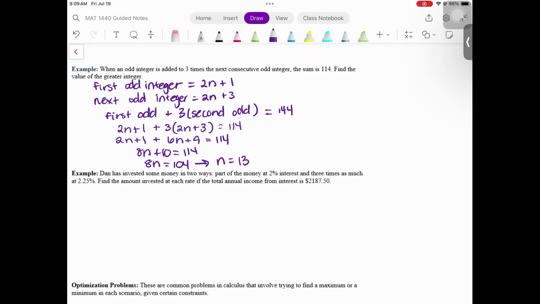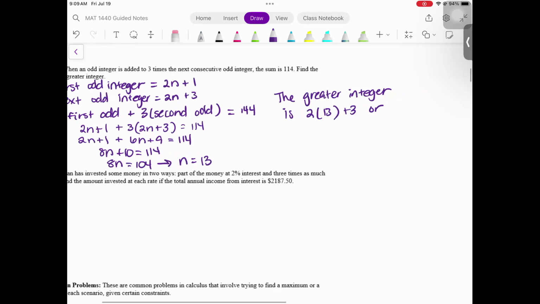Again, you always want to make sure you're interpreting your answer and thinking about what the question's asking us to find. The question didn't ask us to solve for n, doesn't even define n. The question's asking to find the value of the greater integer. The greater integer is given by that next odd integer. So 2 times n, which we solved to be 13, plus 3. Simplifying 2 times 13 plus 3, this is 29.